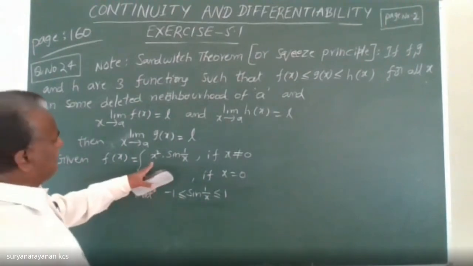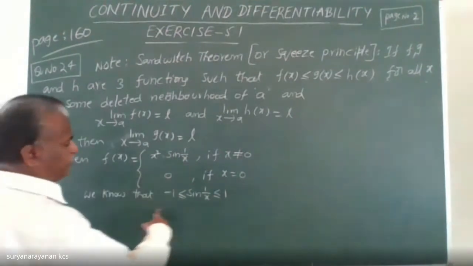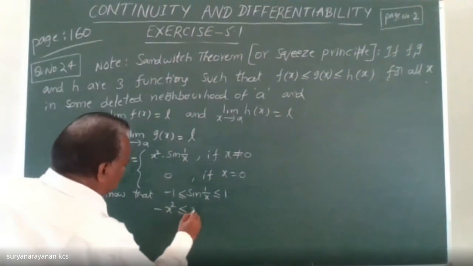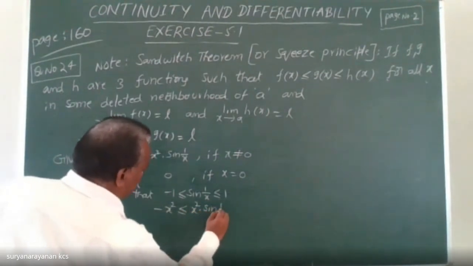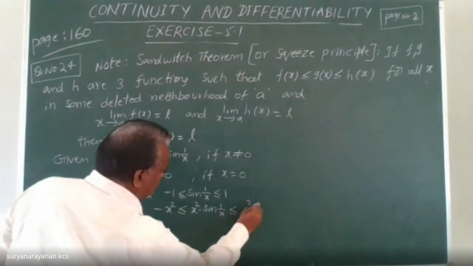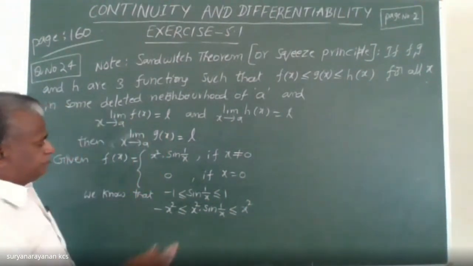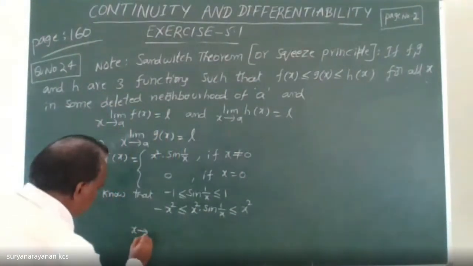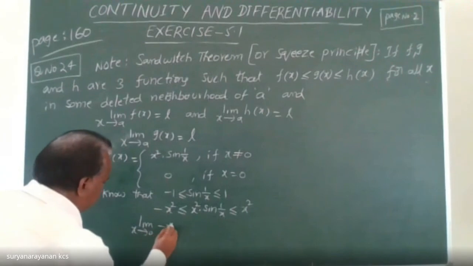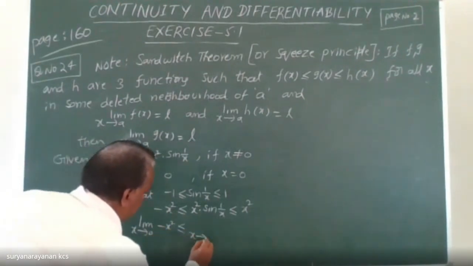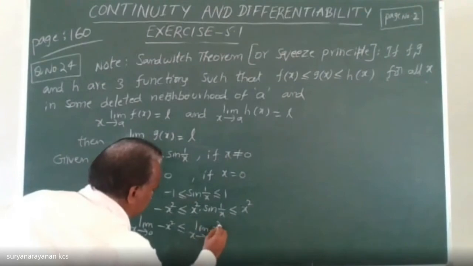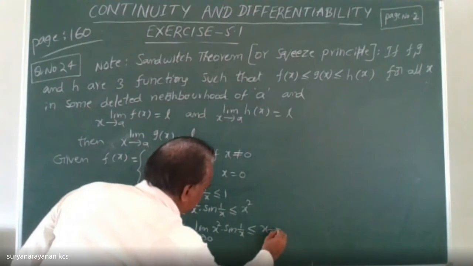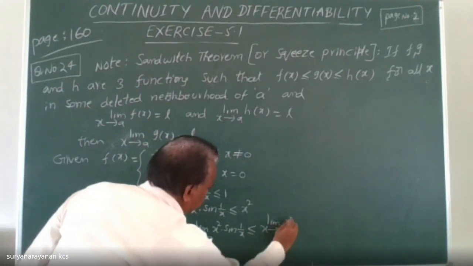So here what is given? x square into sine 1 by x. So multiply this entire inequality by x square. So minus x square less than or equal to x square into sine 1 by x less than or equal to x square. Now we take the limit as x tends to 0: limit of minus x square less than or equal to limit of x square into sine 1 by x less than or equal to limit of x square.